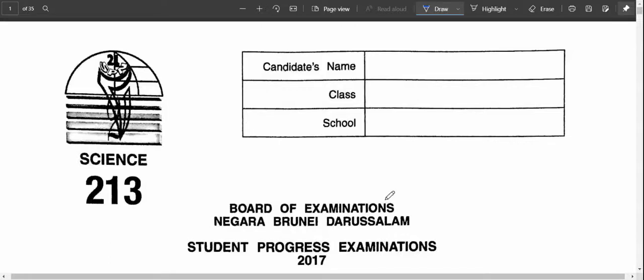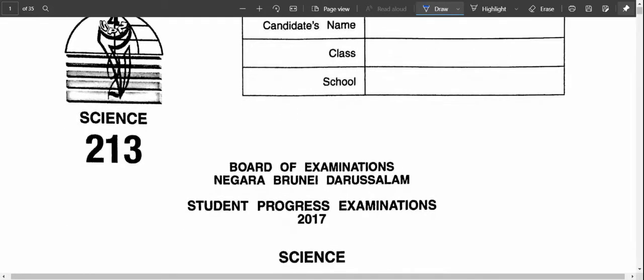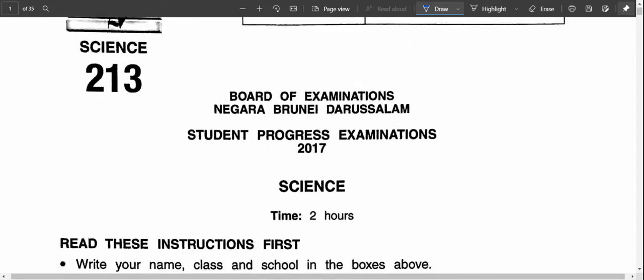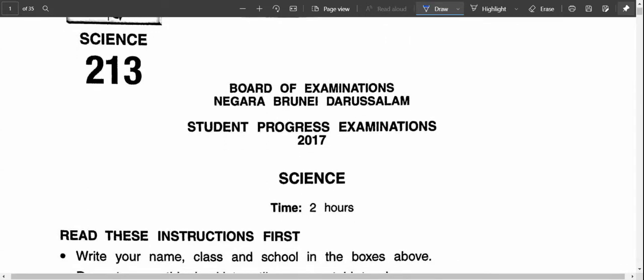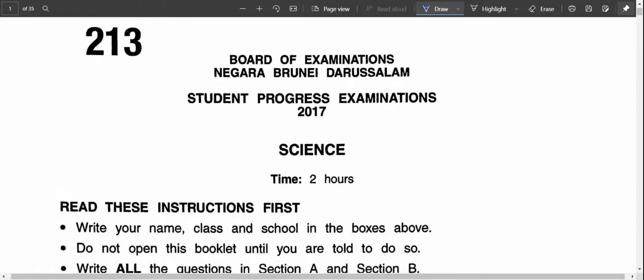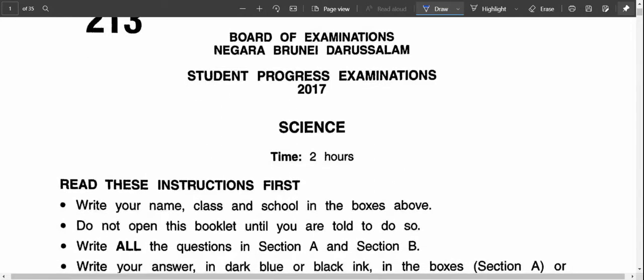Today we're going to try to answer SPE 2017 science paper. As usual, the paper is 2 hours, and before you begin, you have to read all the instruction given. First of all, write down your name, your class, and the school in the boxes provided. You're not supposed to open the booklet until you're told to do so.